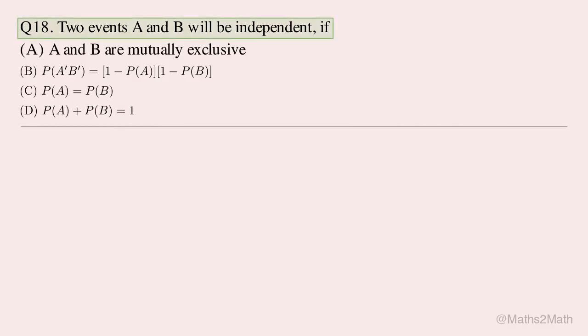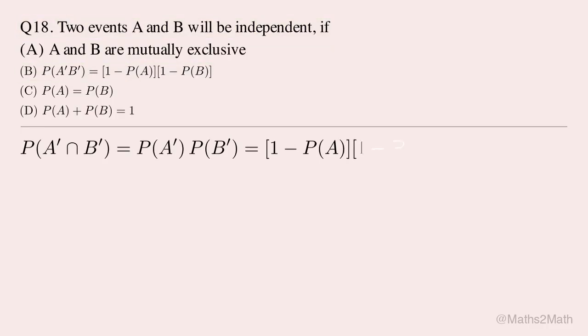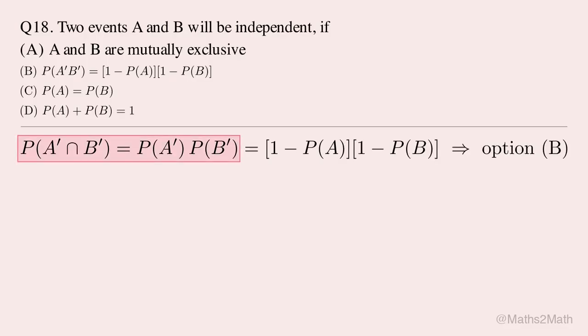Question 18, the last of exercise 13.2, multiple choice. A characterization of independence. Complements of independent events are independent. A and B are independent exactly when their complements multiply. P of A complement B complement equals 1 minus P of A times 1 minus P of B. Option B.